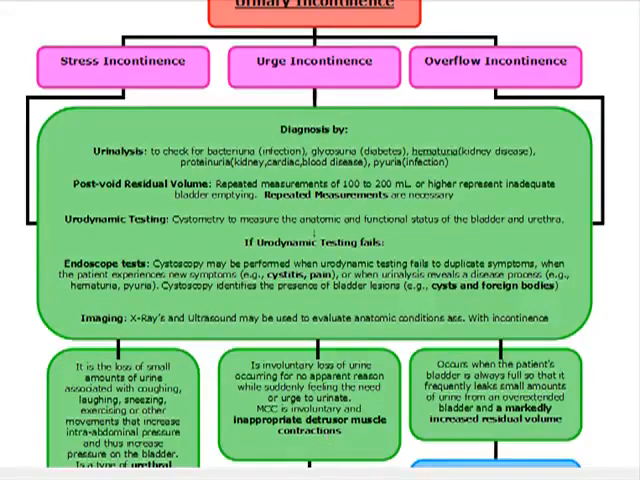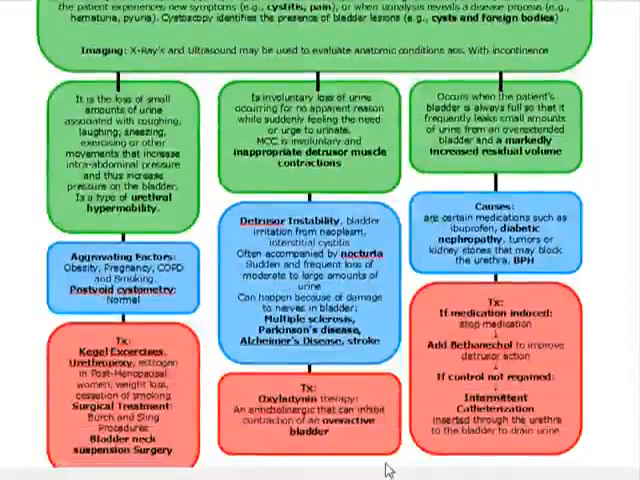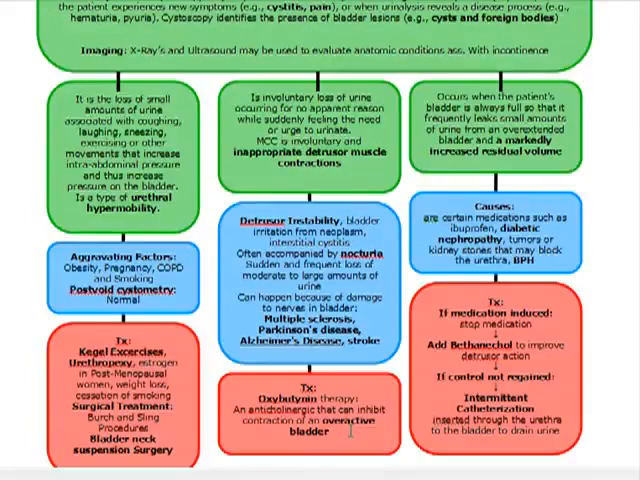So if we have inappropriate detrusor muscle contractions, what does that mean? We have an overactive bladder, okay? We have inappropriate detrusor muscle contractions and urge incontinence, which is an overactive bladder. So what do we want to do in these patients? We want to inhibit this overactive bladder by giving an anticholinergic. Because what do anticholinergics do? They inhibit the contraction of smooth muscle of the bladder. So if we want to inhibit an overactive bladder, we're going to give oxybutynin, which is an anticholinergic.